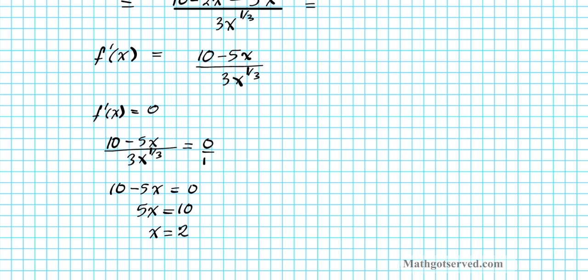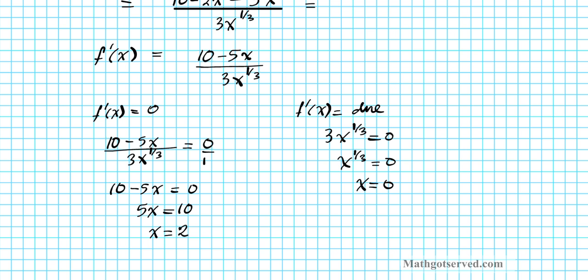Now, to find the other critical points, we find where the derivative does not exist. So how do we solve this? This expression is undefined when the denominator is equal to 0. So we just extract the denominator, 3x to the 1/3, and set it equal to 0. To solve this, you divide both sides by 3, x to the 1/3 equals 0. And then when you take the third power of both sides, you have x equals 0.